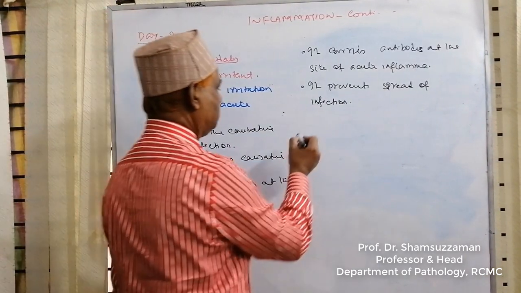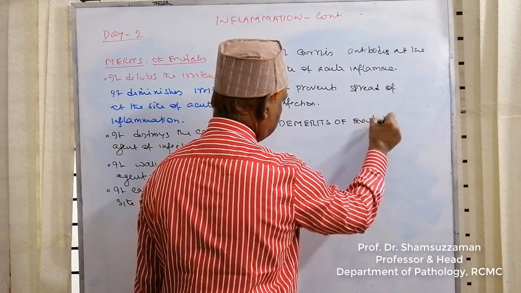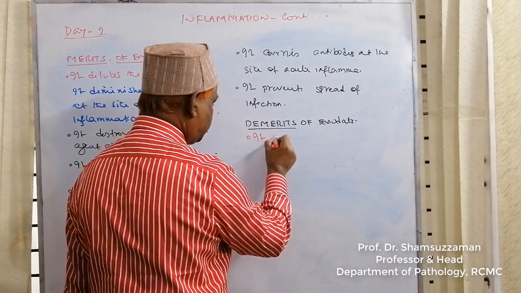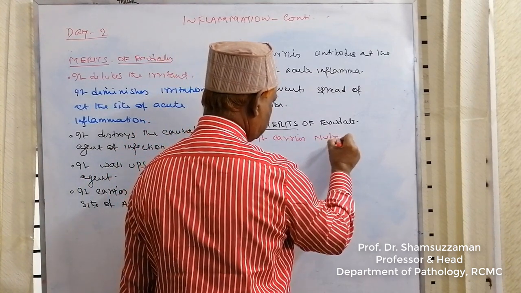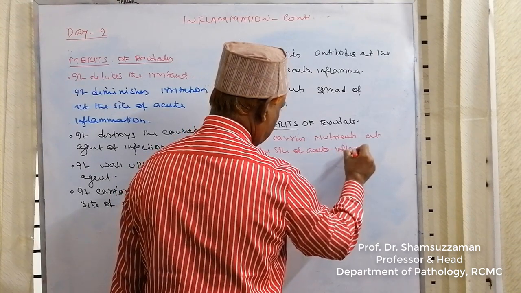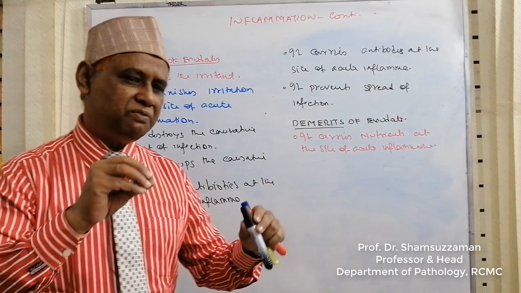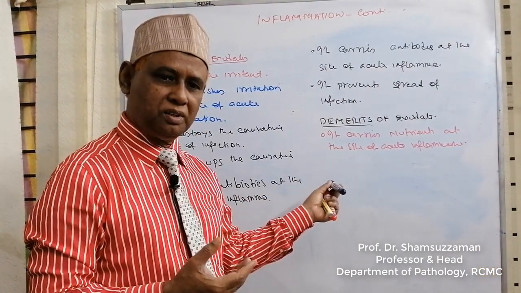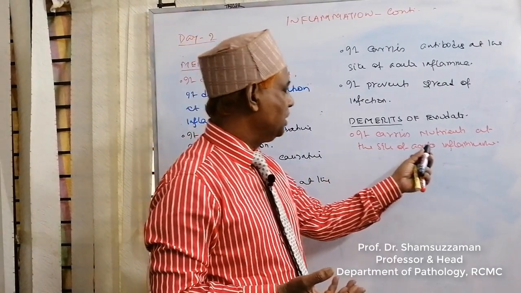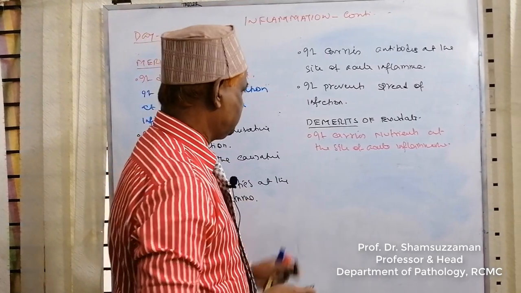Now come to demerits of exudates. What are the demerits? One demerit is exudate carries nutrients at the site of acute inflammation. As it carries nutrients at the site of acute inflammation, if there is infection, the causative agent will get nutrients from the exudates and there will be enhancement of infection, enhancement of inflammation. So this is a demerit.